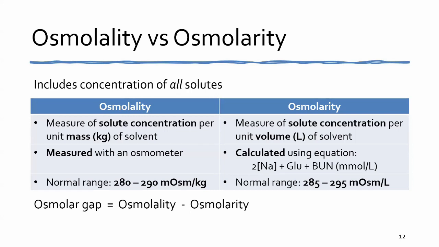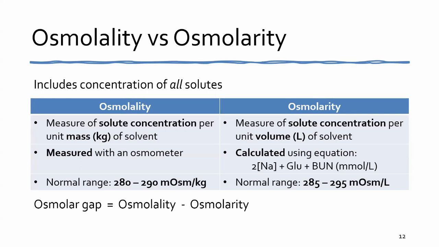Osmolality is measured in the lab with the osmometer, so we'll have to get that result from the lab, whereas osmolarity is calculated using this equation. So there are a few different equations for osmolarity. This is the equation that uses the units that we normally get our results in, so millimoles per liter. So it's 2 times the sodium plus the glucose plus the urea.